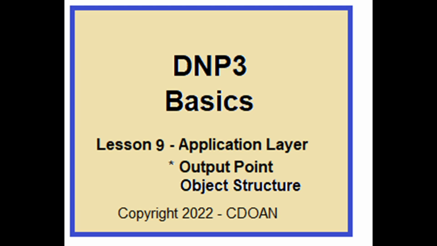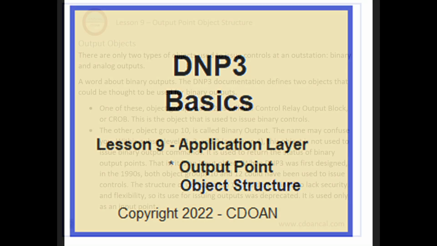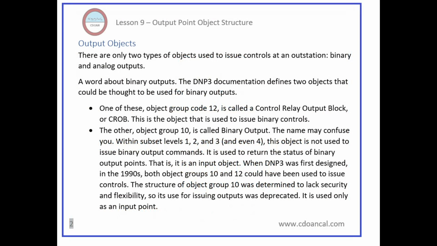DNP3 Basics, Lesson 9, Application Layer, Output Point, Object Structure. There are only two types of objects used to issue controls at an outstation: binary and analog outputs.